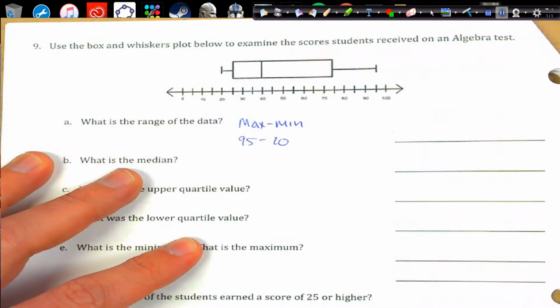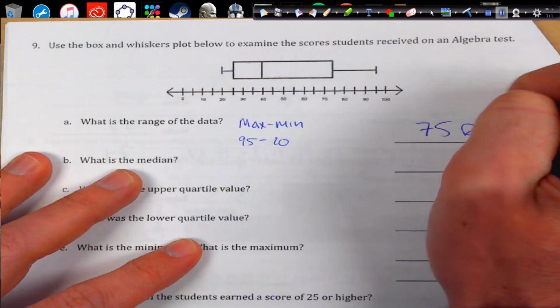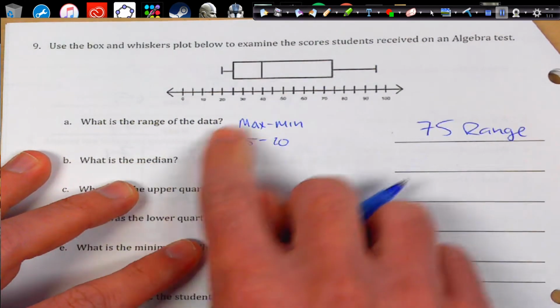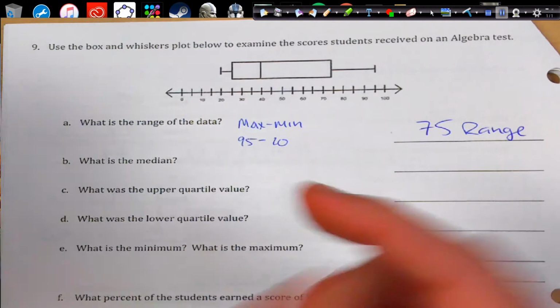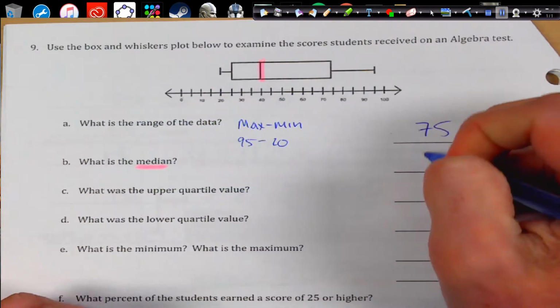Okay, so 95 minus 20 is going to give us a 75 range. That's a big range. What's the median? Right there in the middle. So median is that line in the box. That's going to be 40.